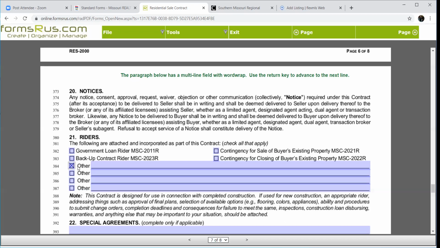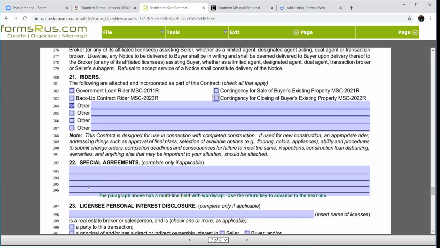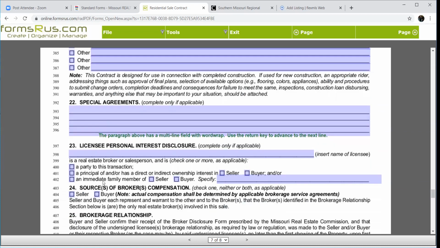Here is where if I'm doing a home warranty, I'm going to actually just attach that home warranty rider on here. If we've got any contingencies for the sale or closing of the buyer's property, we can add those here, financing addendum as well. Any special agreements, like buyer to have backyard fenced before closing, whatever that may be. If you've got something that isn't in here, then you can put it in your special agreements.